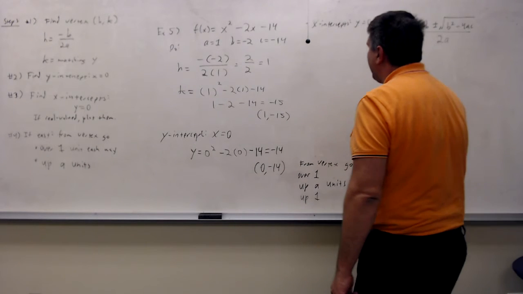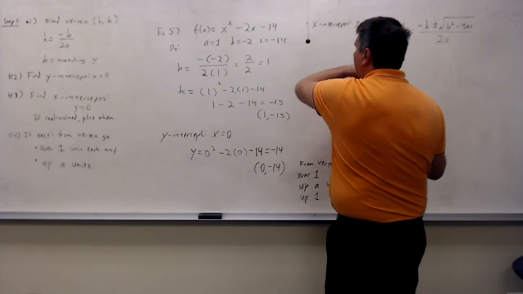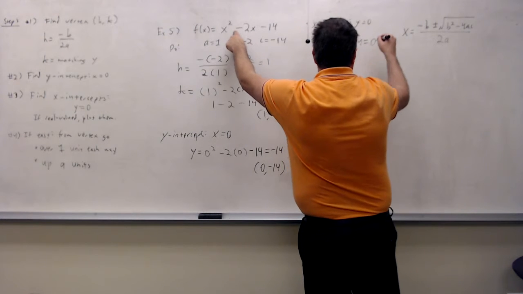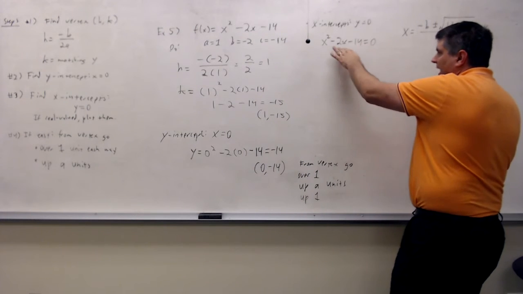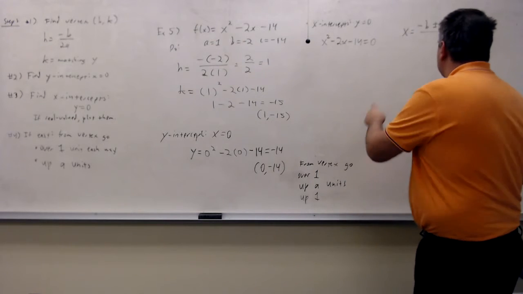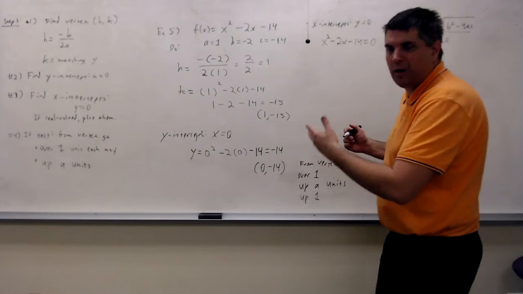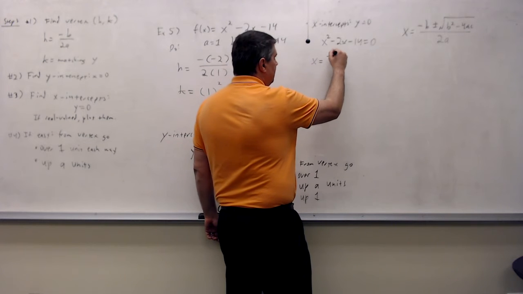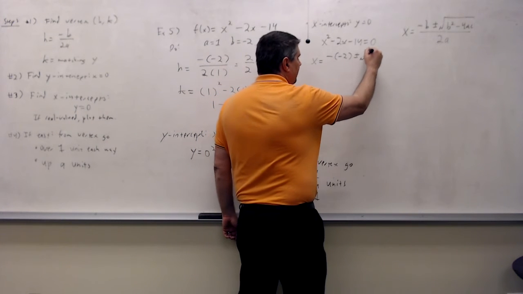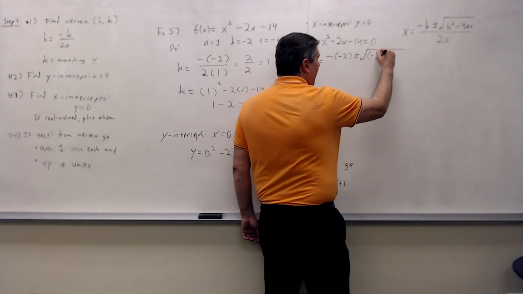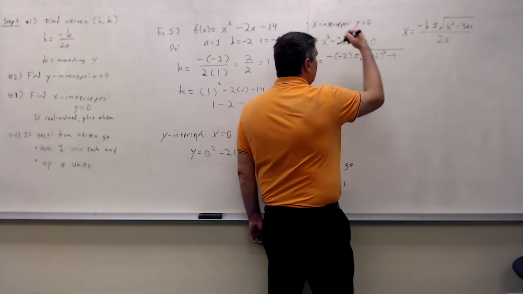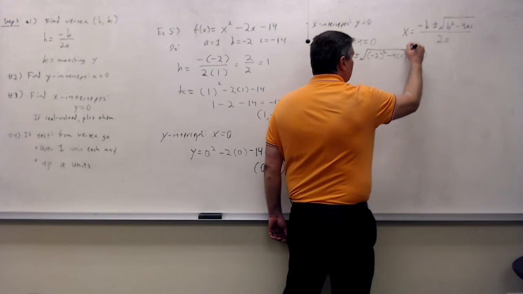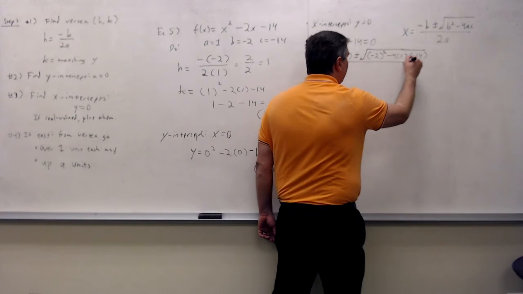Okay? At the x-intercepts, y is 0, and I left the quadratic formula up for a reason. x squared minus 2x minus 14 is 0. There's no pair of factors of negative 14 that add to negative 2. So we're going to have to use the quadratic formula. We could complete the square, but the quadratic formula is what I'm going to do. So x equals negative negative 2 plus or minus the square root of negative 2 squared minus 4 times 1, the one that you don't see, and then negative 14, all over 2 times 1.